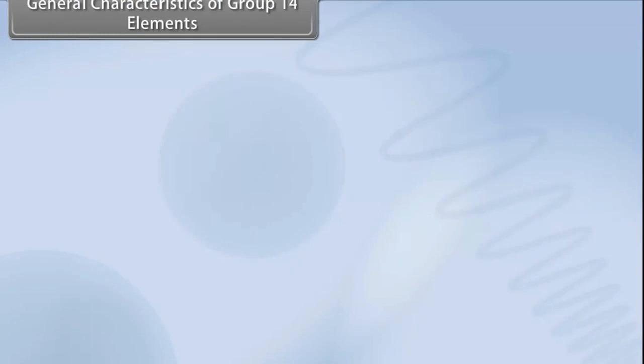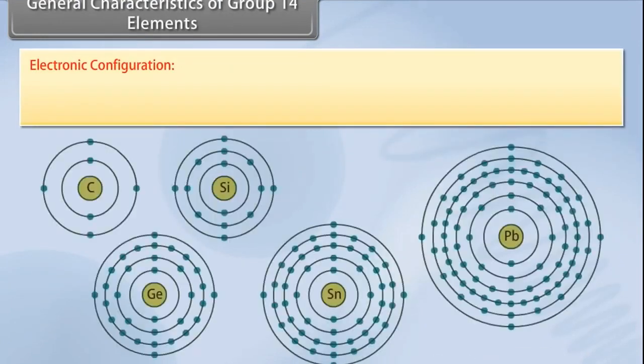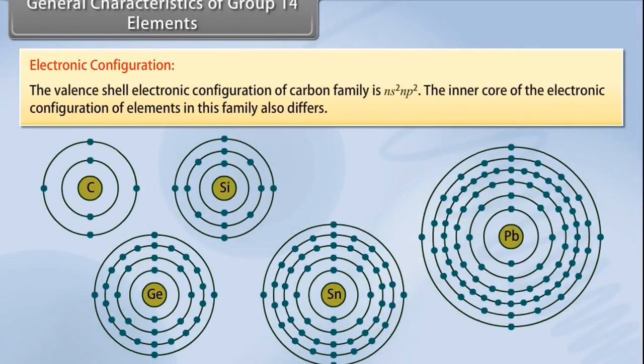General characteristics of Group 14 elements. Electronic configuration. The valence shell electronic configuration of the carbon family is ns2np2. The inner core of the electronic configuration of elements in this family also differs.